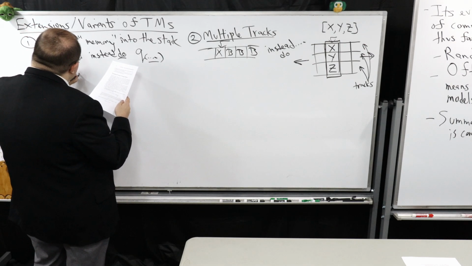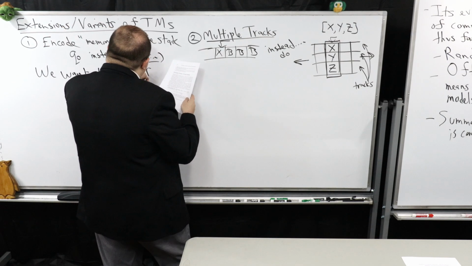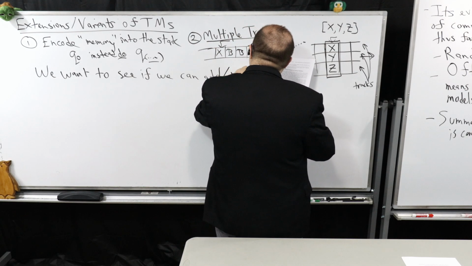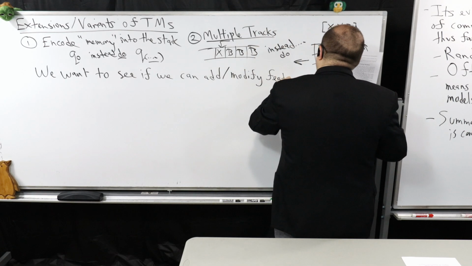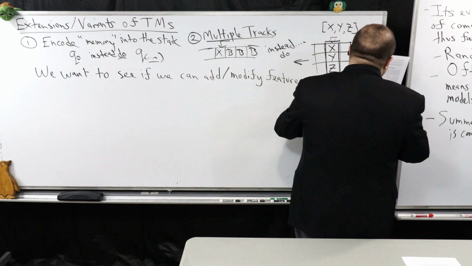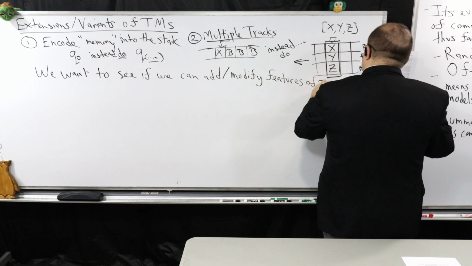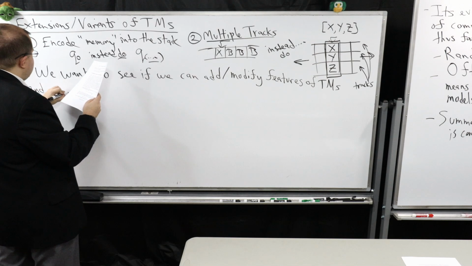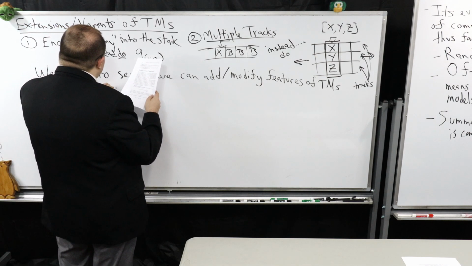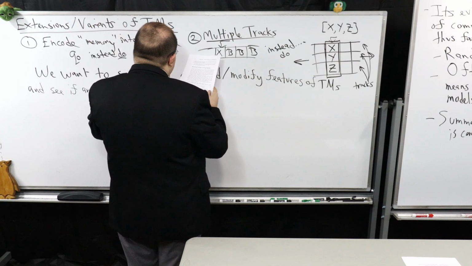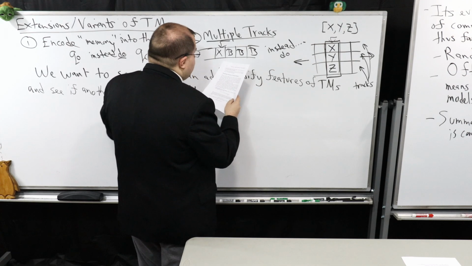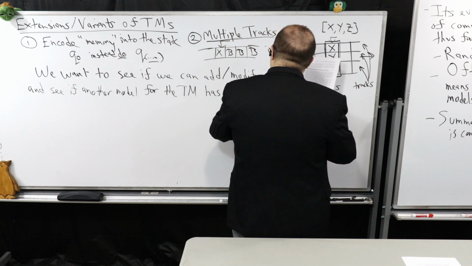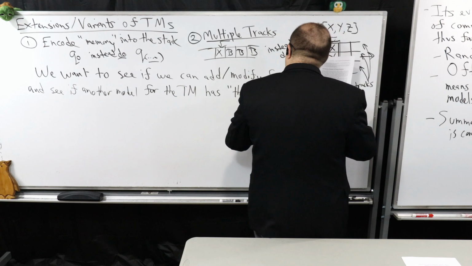So I'm going to say we want to see if we can add or modify features of Turing machines, and see if another model for the Turing machine, so this is some variant of one, has the same power. So it has the same power.